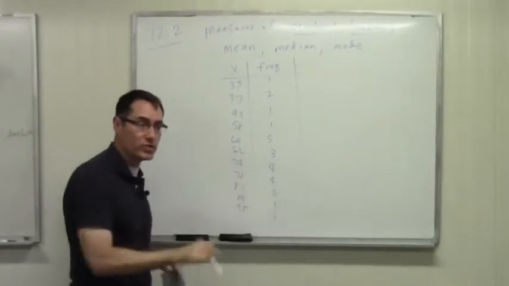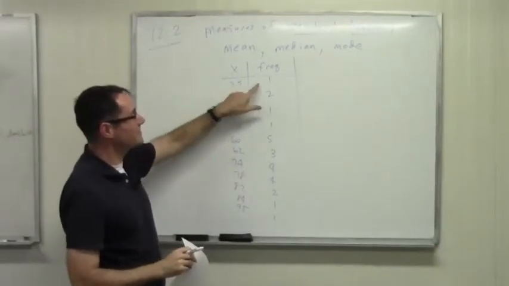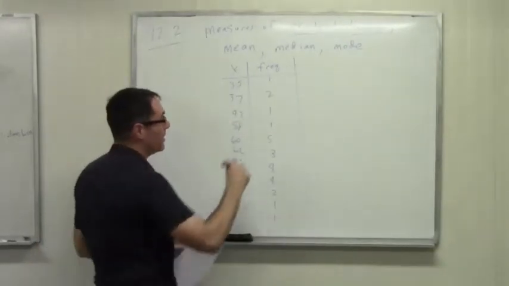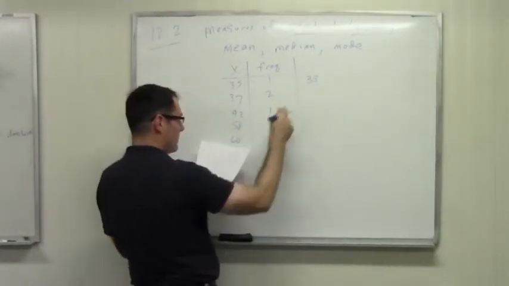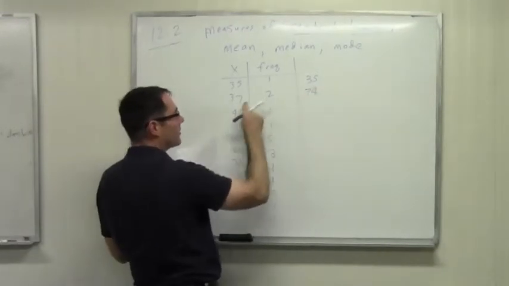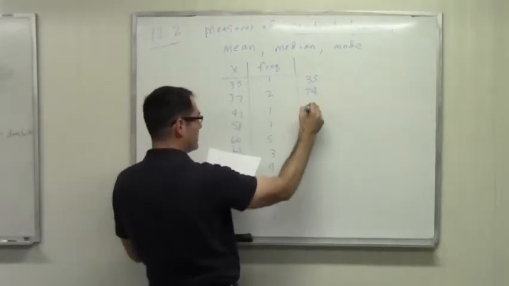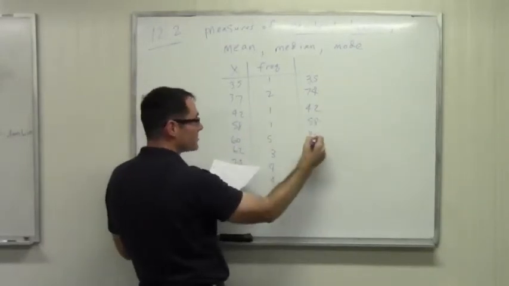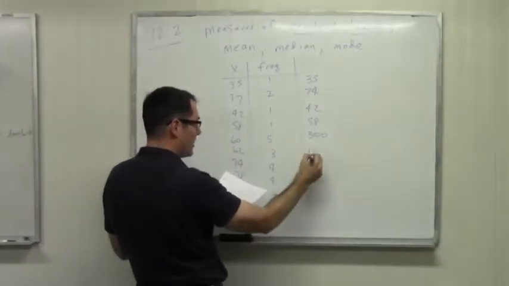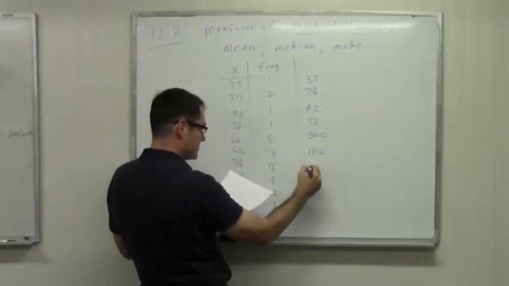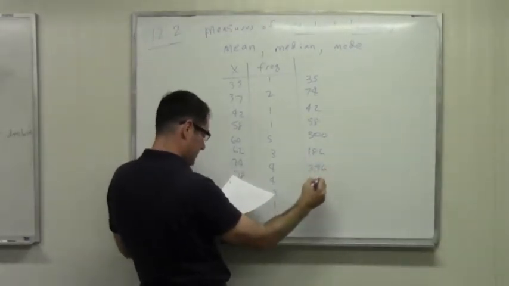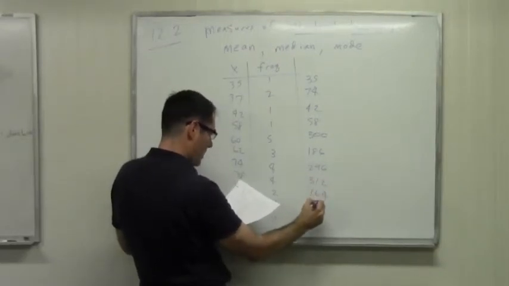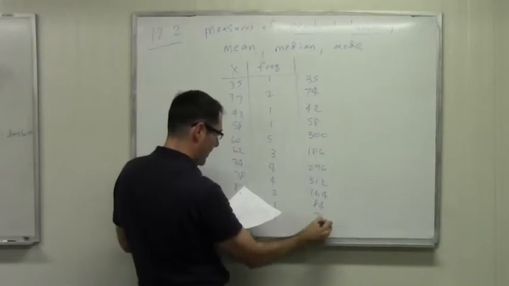But all we're really doing is multiplying this number by this number and then adding up all the ones down here, right? So we're going to get 35 for that one. Then we're going to get 74 when you do 37 times 2. And then it's going to be 42, because 40 times 1, and 58. Then 60 times 5 is 300, right? And then 186, let's see, 296, 312, 164, 84, and 95.